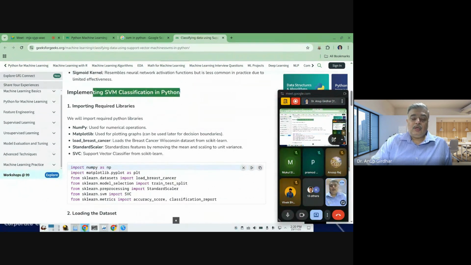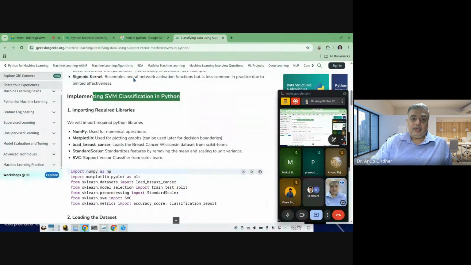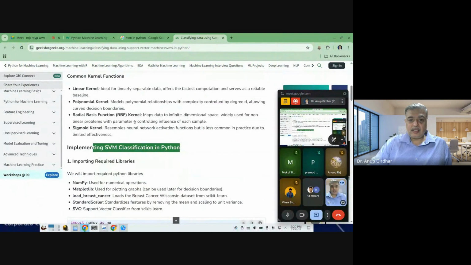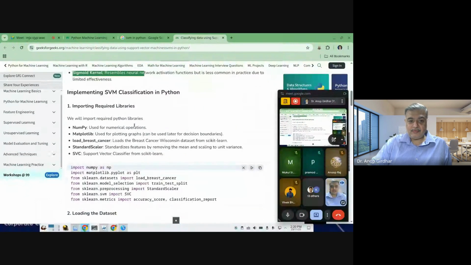So how do we identify the kernel? There are mathematical functions and certain graphical characteristics, like the kind of shape you find for RBF, or the degree d in polynomial, which we need to identify. The sigmoid kernel resembles neural network activation functions, but it is less common in practice due to limited effectiveness. There are various methods we can try for different tasks.